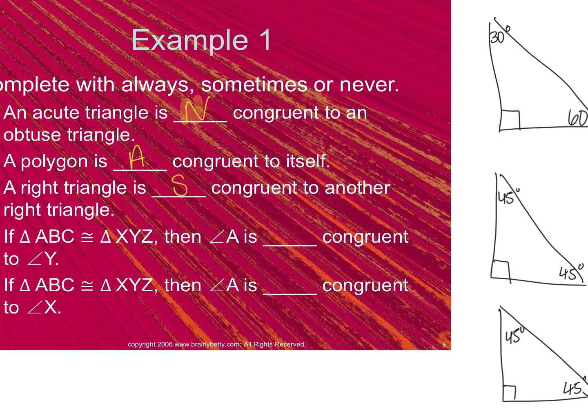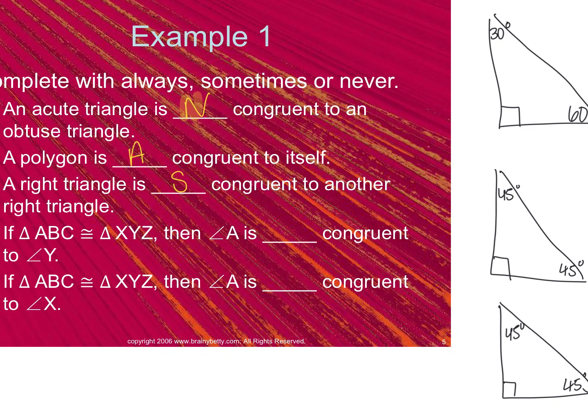Looking at the next one, it says if triangle ABC is congruent to triangle XYZ, then A is blank congruent to Y. What would that one be? Always.